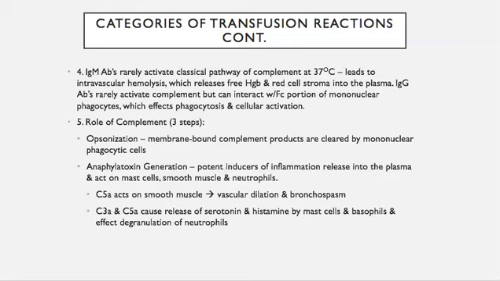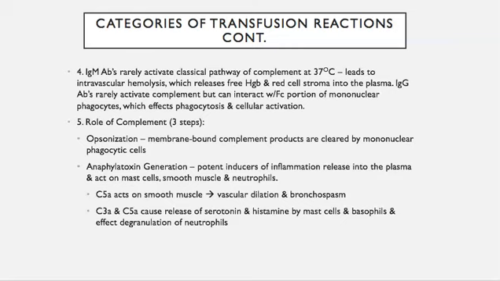Okay, IgM antibodies readily activate the classical pathway of complement at 37 degrees, or body temperature. This leads to intravascular hemolysis, which releases free hemoglobin and red cell stroma. The stroma is the membrane of the red cell that has been lysed. So it releases that into the plasma. IgG antibodies rarely activate complement, but they can interact with the Fc portion of mononuclear phagocytes, so that can affect phagocytosis and cellular activation.